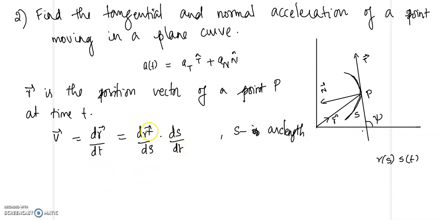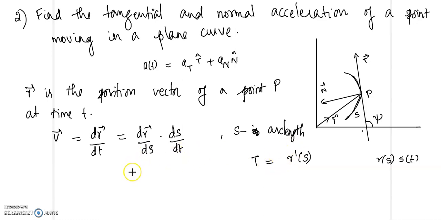Now when we saw the definition of T of t, we saw that dr by ds, so T is also equal to the unit tangent vector in terms of arc length, so that will be equal to r dash of s.